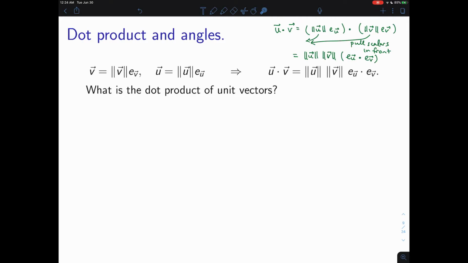Okay, well, if I know the magnitude of u, then I can multiply by that. So I know I can handle that part. If I know the magnitude of v, then I can multiply by it too. I know I can handle that part. What about this? That's a unit vector, that's a unit vector. What is the dot product of two unit vectors?